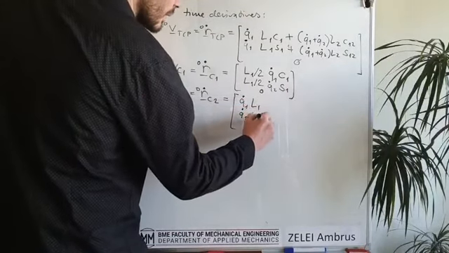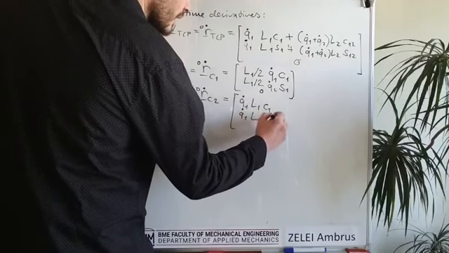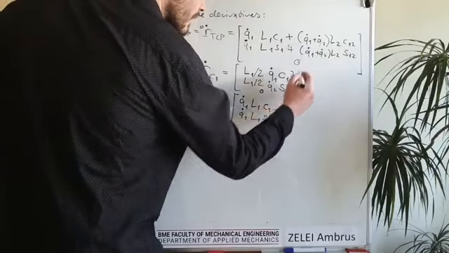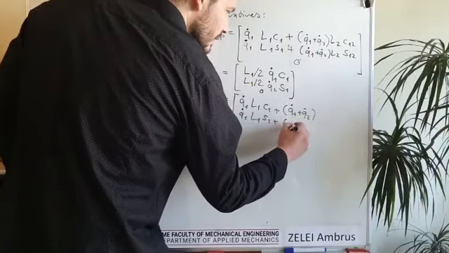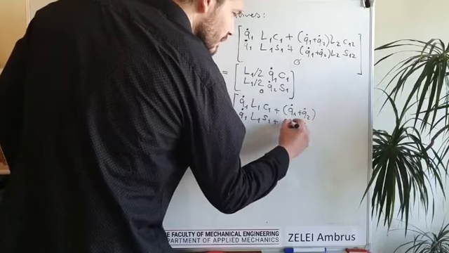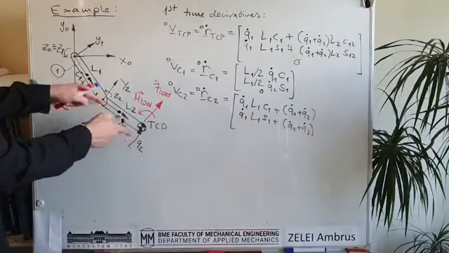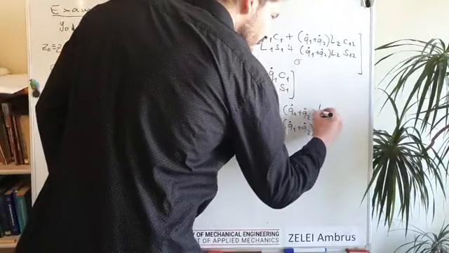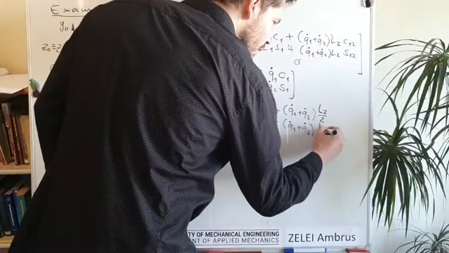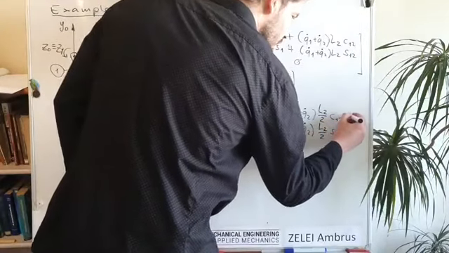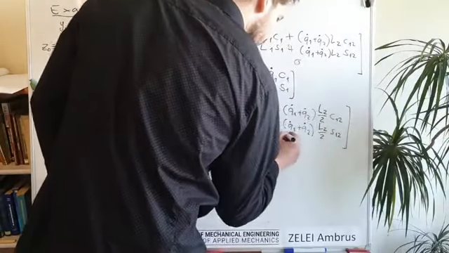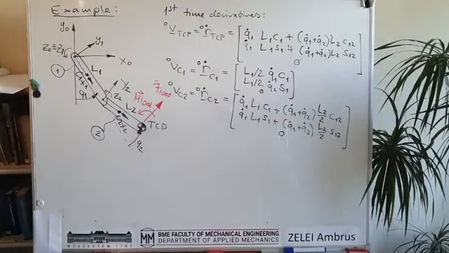So this is Q1 dot L1 cosine and sine Q1 plus, and this term is almost the same, Q1 plus Q2 dot. This is basically an angular velocity, the absolute angular velocity, we will see later. And instead of L, we should say L2 over 2 times cosine and sine of Q1 plus Q2. And finally, this is zero. Okay, so these are the velocities. It is simple total time differentiation.